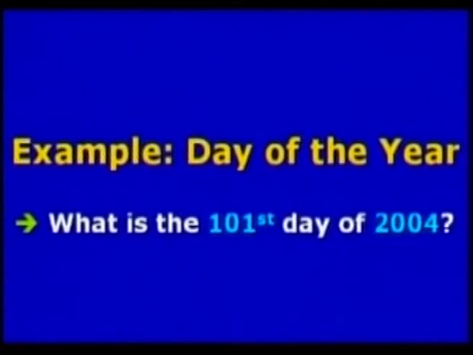Okay, let's take an example. In this example, I would like to convert between the day number in a certain year. Let's say, what is the 101st day of year 2004? Okay, I need to say that this is April 10th. How would I make this conversion? Let's develop the program which performs that.